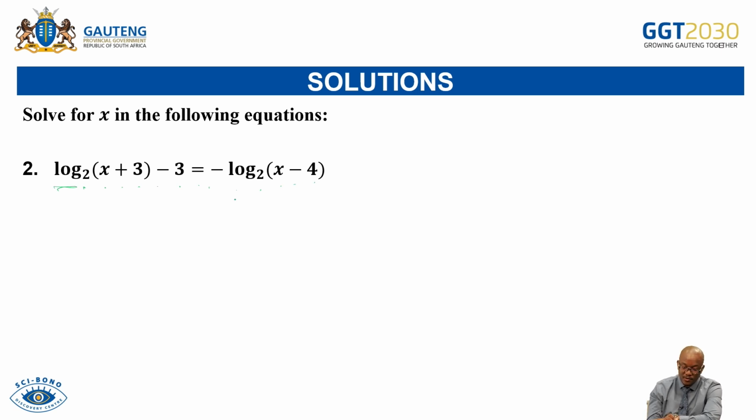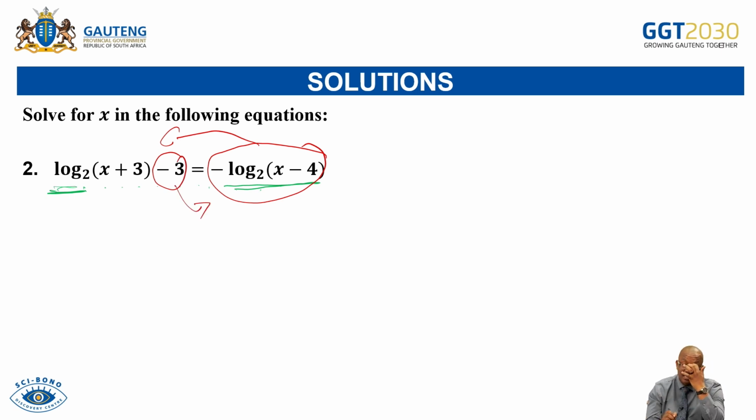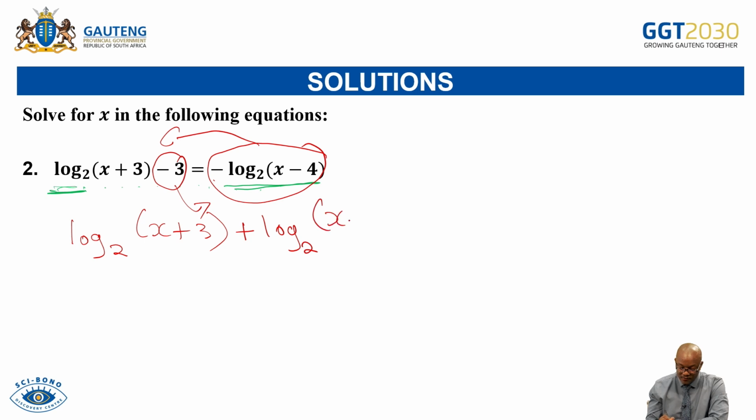So here we will now group the like terms together, which is log base 2 and log base 2. How do we do that? We are going to transpose this one to the left hand side and also negative 3 to the right hand side. That is the transposing that we are going to do. So we're going to have log base 2 of x plus 3 plus, because it's negative, it will be positive, log base 2 of x minus 4 is equal to positive 3.